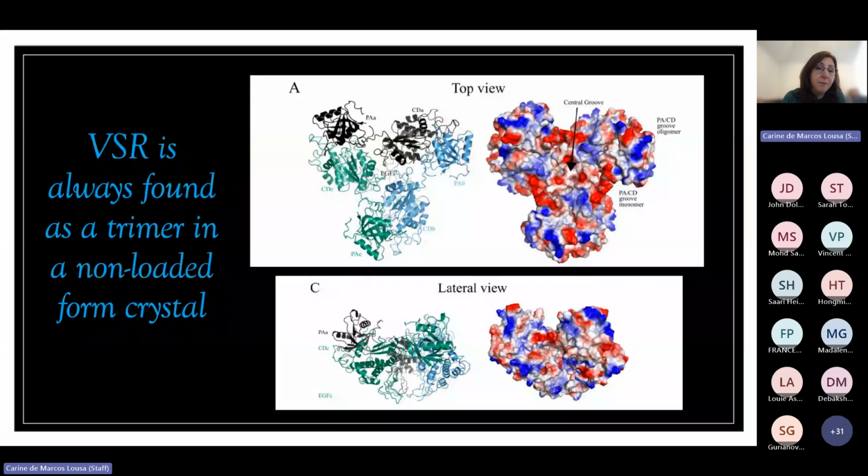What was surprising for us is that VSR was always found as a trimer in the non-loaded form of the crystal. You can see here the trimer with one monomer in black, one monomer in light blue, and one monomer in green. In this trimer, the PA domain of one monomer, here in black, associates with the central domain of another monomer, and this forms the trimer. This association is very important for the cargo binding, which I'm going to explain later. But it was a surprise that it's always found as a trimer.